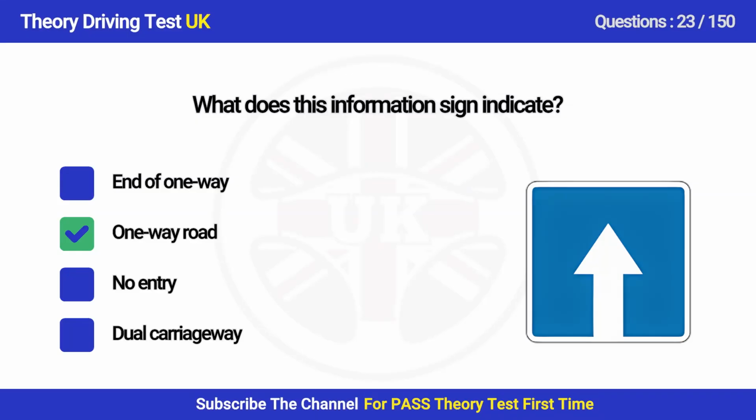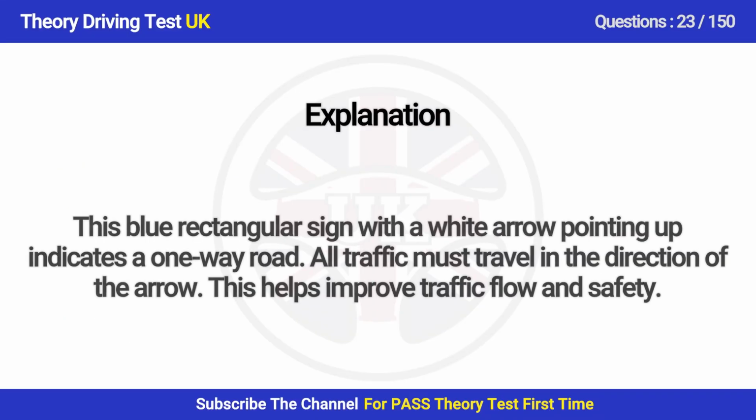Answers is B. One-way road. This blue rectangular sign with a white arrow pointing up indicates a one-way road. All traffic must travel in the direction of the arrow. This helps improve traffic flow and safety.